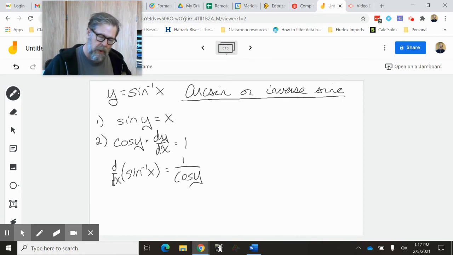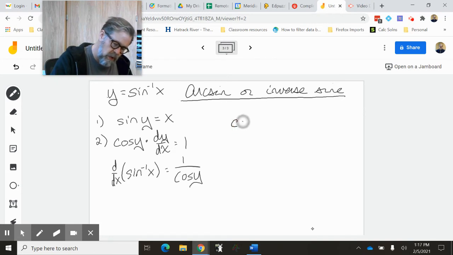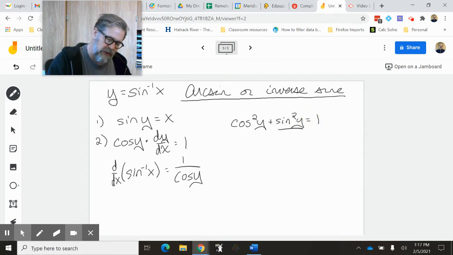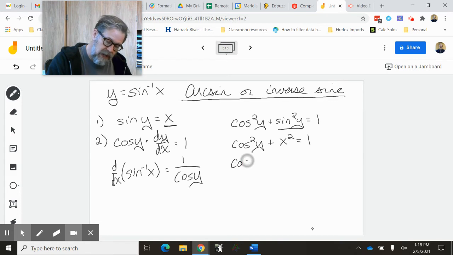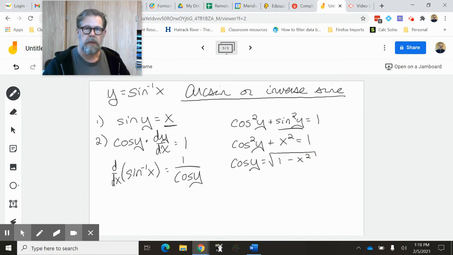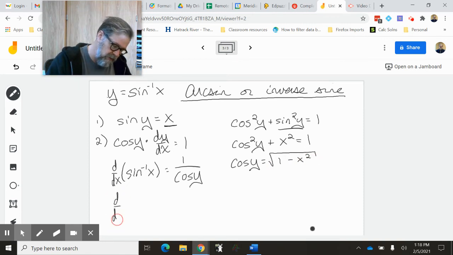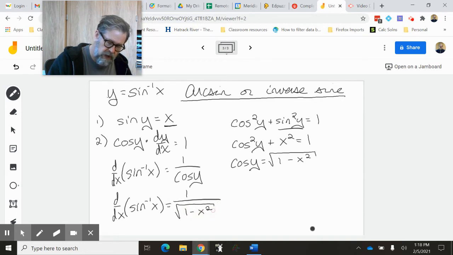Well, I wouldn't. But what I do know is that cosine squared plus sine squared is equal to 1. And I know that sine y is equal to x. So cosine squared y plus x squared is equal to 1. Let me clarify that. Which means that cosine of y is equal to the square root of 1 minus x squared. Ha! Which means that the derivative with respect to x of arcsine of x is equal to 1 over the square root of 1 minus x squared.